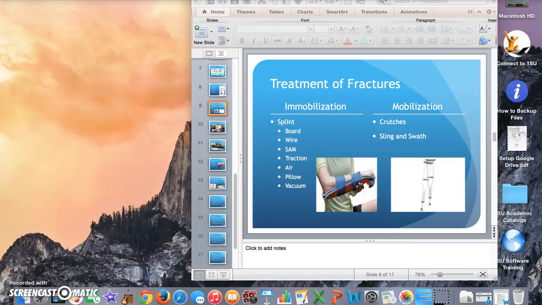Treatment of fractures is done through 2 different types of groups. For the immobilization, you have splinting, which is very big. You'll use the board, wire, SAM splint, traction, air, pillow, and vacuum. In a few different articles, we found that there are simple and traction splints. Wood splints help fix the organ, and traction splints are mainly used to reduce pain, though there are disadvantages with the traction splint because damage can be caused to the neurovascular system.